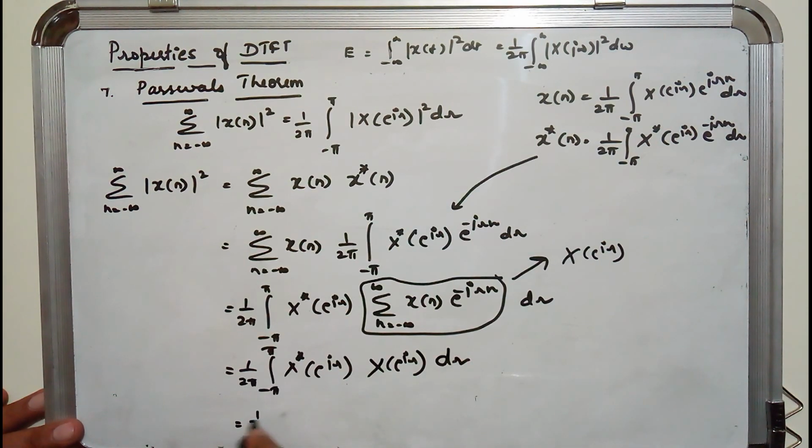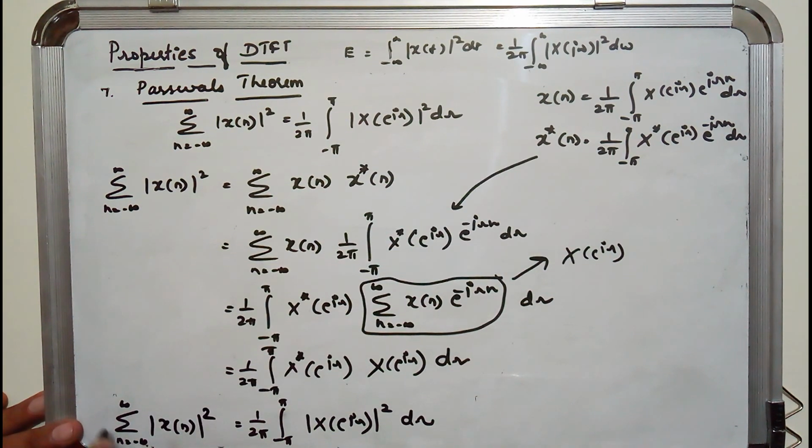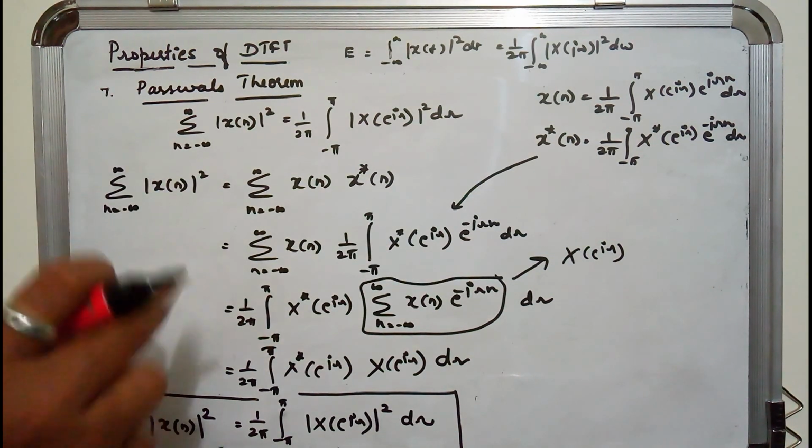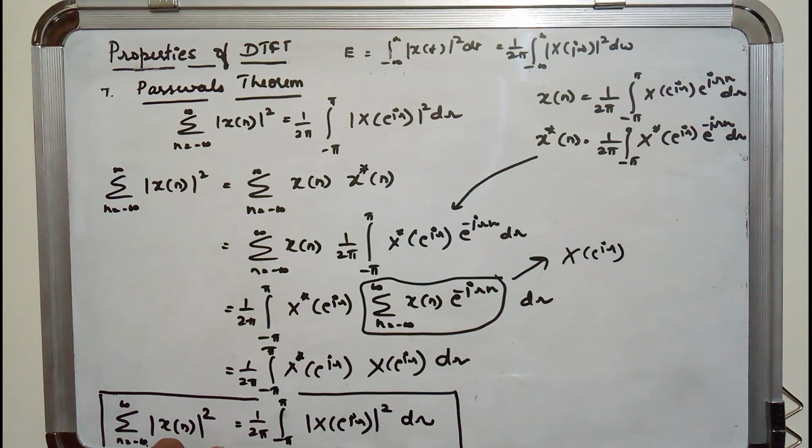Now this I can write as 1 by 2 pi integral minus pi to pi modulus of X of e power j omega whole square, because you have a conjugation here. So on the left hand side, it is summation minus infinity to infinity modulus of x of n whole square, which is equal to 1 by 2 pi integration minus pi to pi modulus of X of e power j omega whole square d omega. That means this relation, Parseval's theorem in specific, deals with the energy of the discrete time signal with its power spectral density.